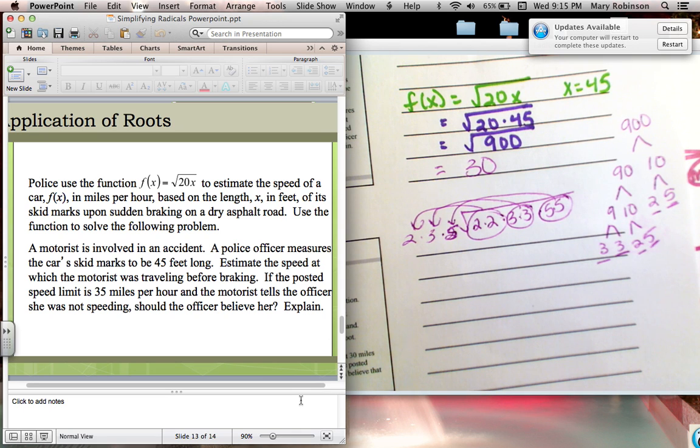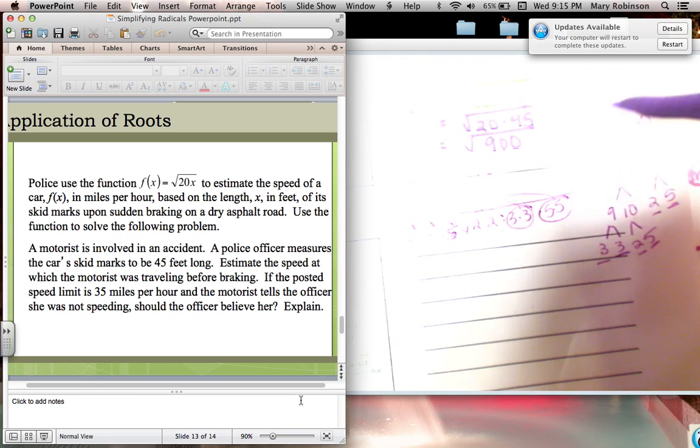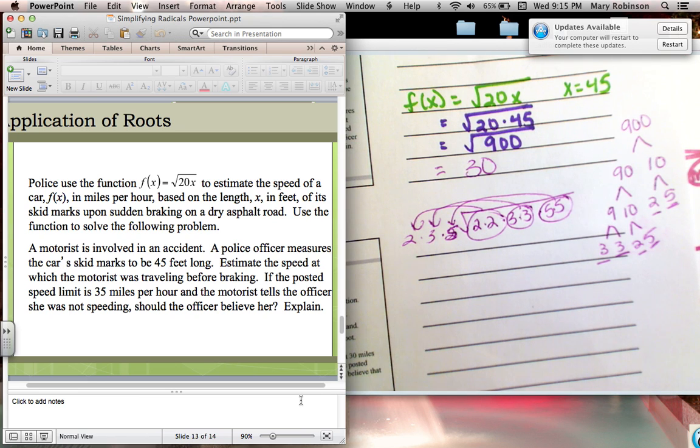Now it says the speed limit is 35, and the motorist says that he was not speeding. Should the officer believe her? Yes, because according to our equation, the motorist was only going 30 miles per hour. The speed limit was 35, so the motorist was actually not speeding.